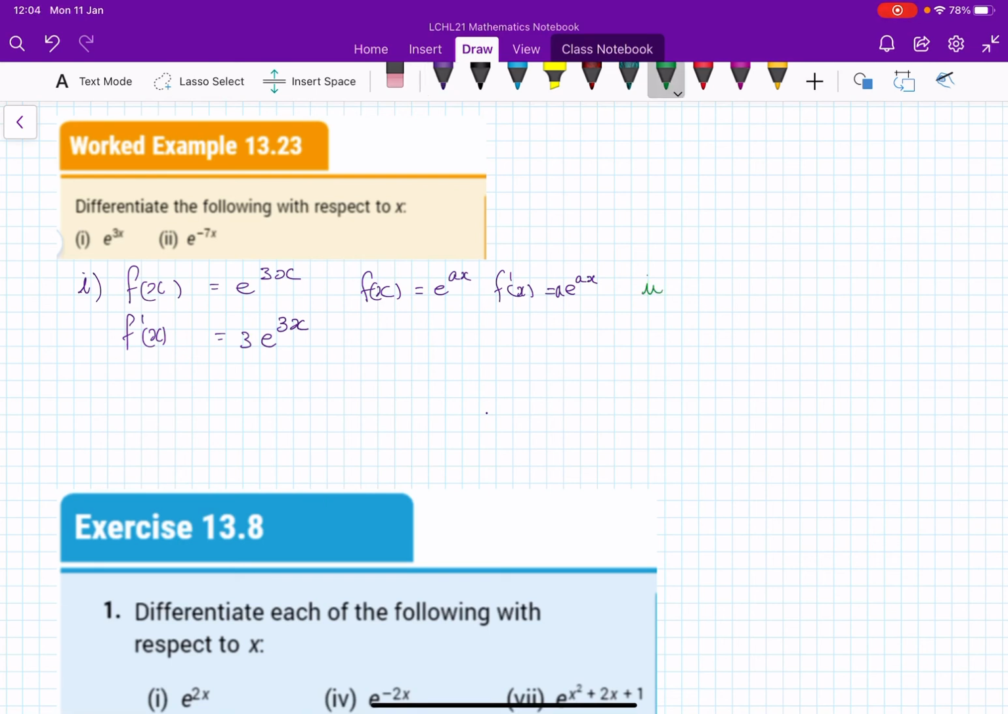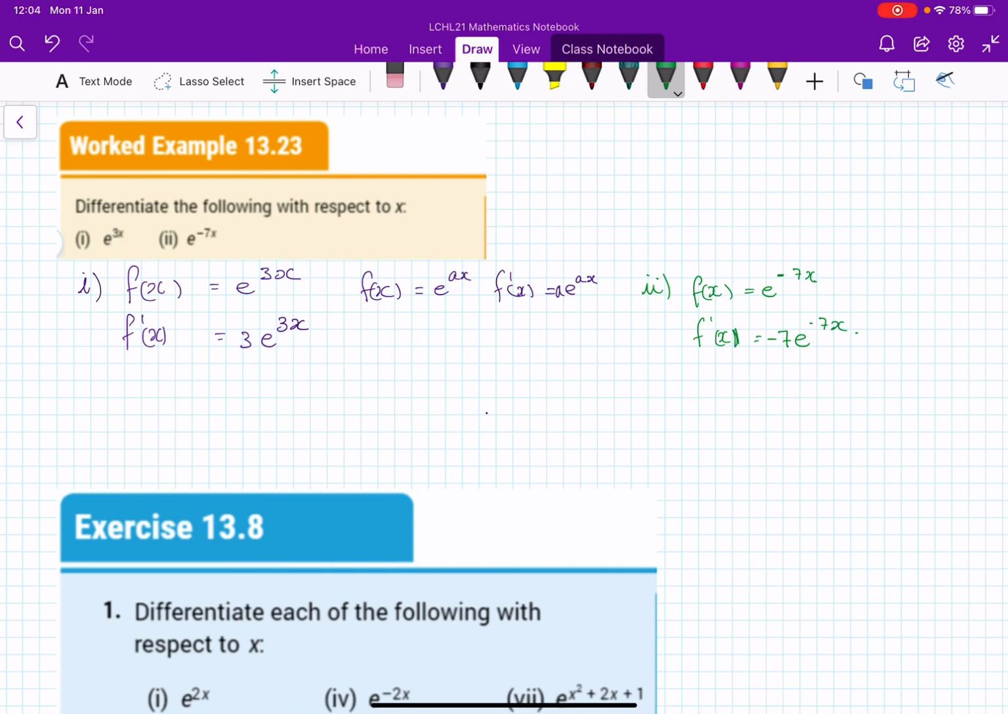On part 2, okay, we know that we're looking at f of x is equal to e to the power of minus 7x, and f prime of x is going to be, what's our a? Our a here is minus 7, e to the power of minus 7x. And that's the rule. Straightforward enough.